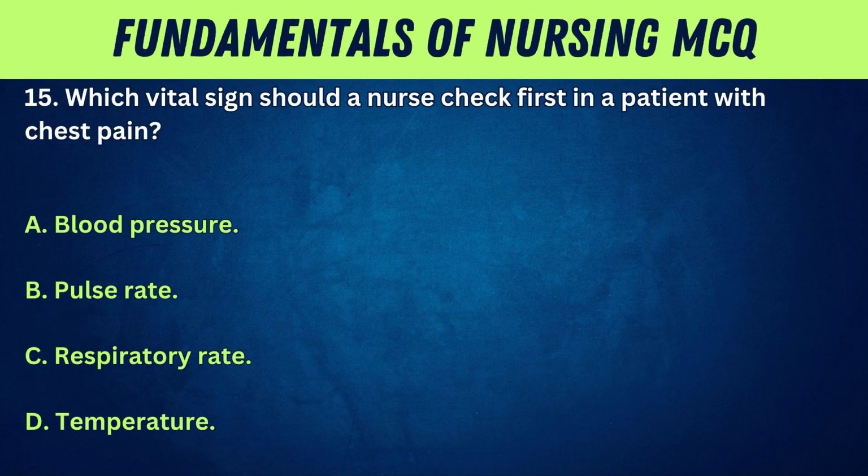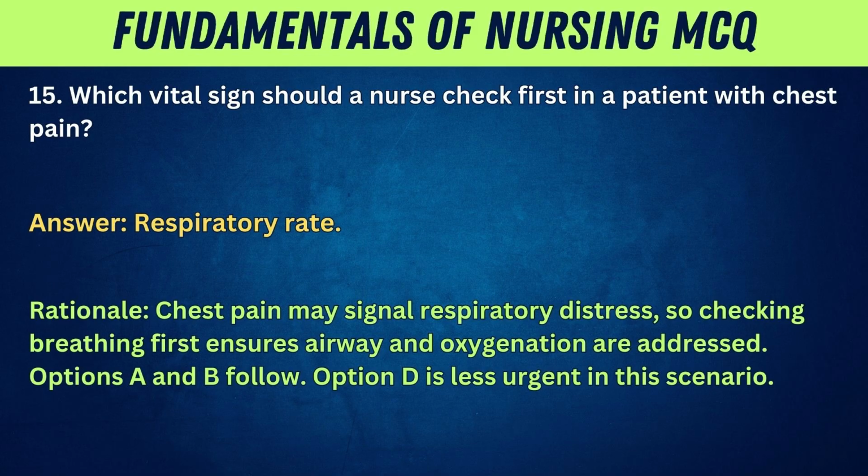15. Which vital sign should a nurse check first in a patient with chest pain? A. Blood pressure. B. Pulse rate. C. Respiratory rate. D. Temperature. Answer: respiratory rate. Rationale: chest pain may signal respiratory distress, so checking breathing first ensures airway and oxygenation are addressed.